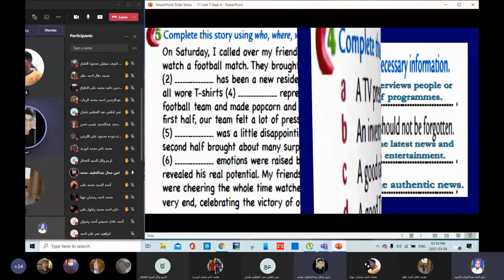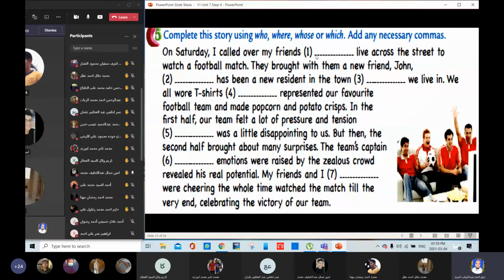Thank you. Now, what are we going to do? We are going to read a story about some friends who are going to watch a football match on TV. Please read the story. Now complete this story using who, where, whose, or which, and then add any necessary commas. When you find a parenthetical clause, you can put a comma before it and a comma after it. I'll give you 2 minutes to read and fill in.